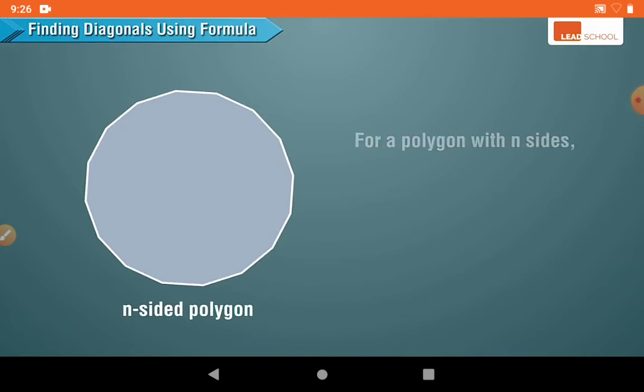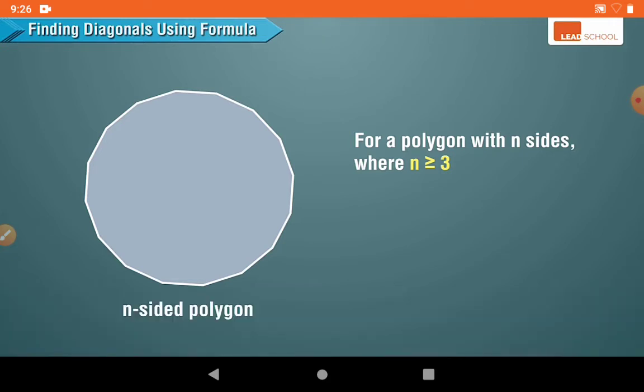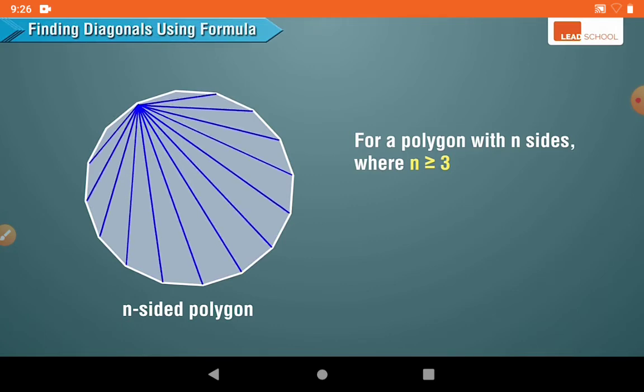Here is a polygon with n sides. n will be equal to or greater than 3. Why? This is because a polygon has 3 or more sides. So, from any vertex in an n-sided polygon, we can draw n minus 3 diagonals. There are n vertices in such a polygon.